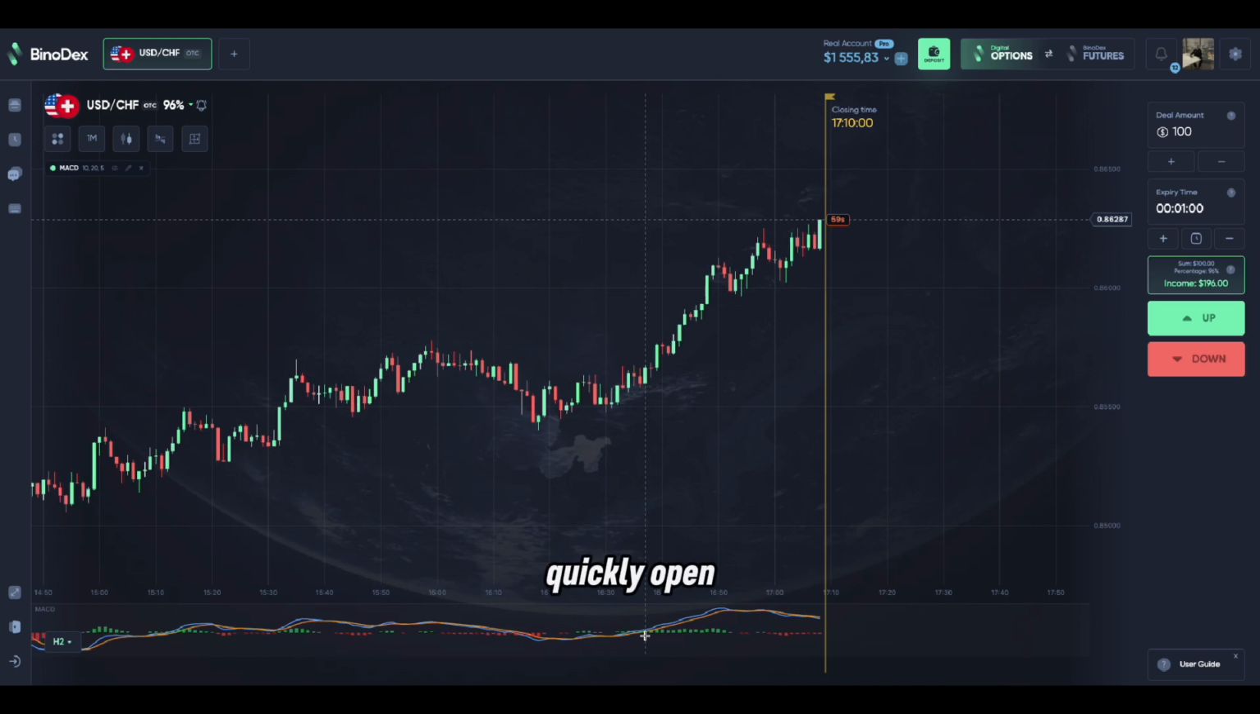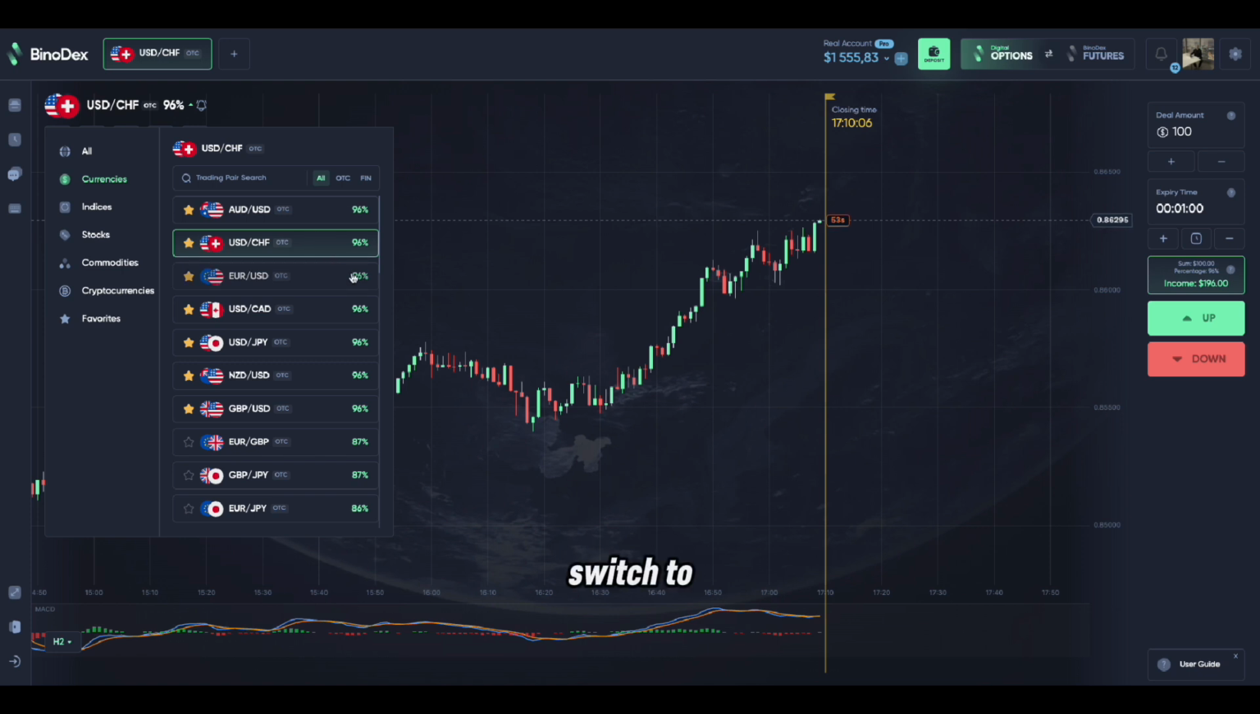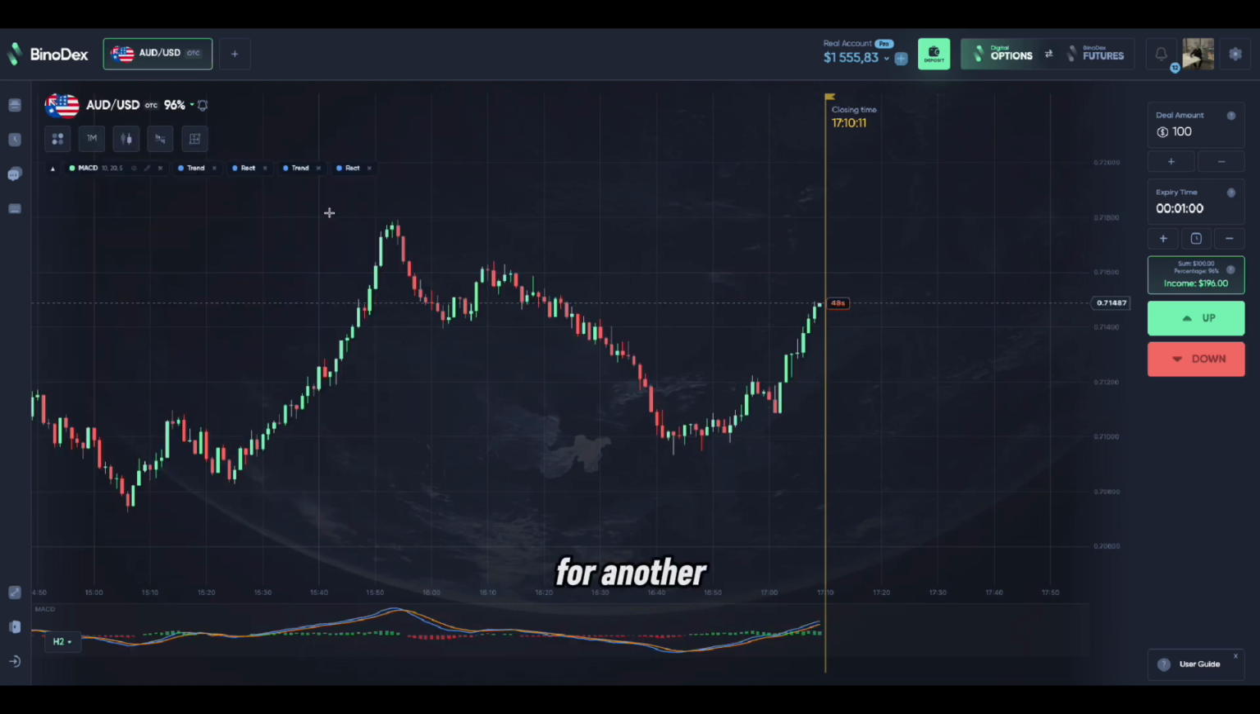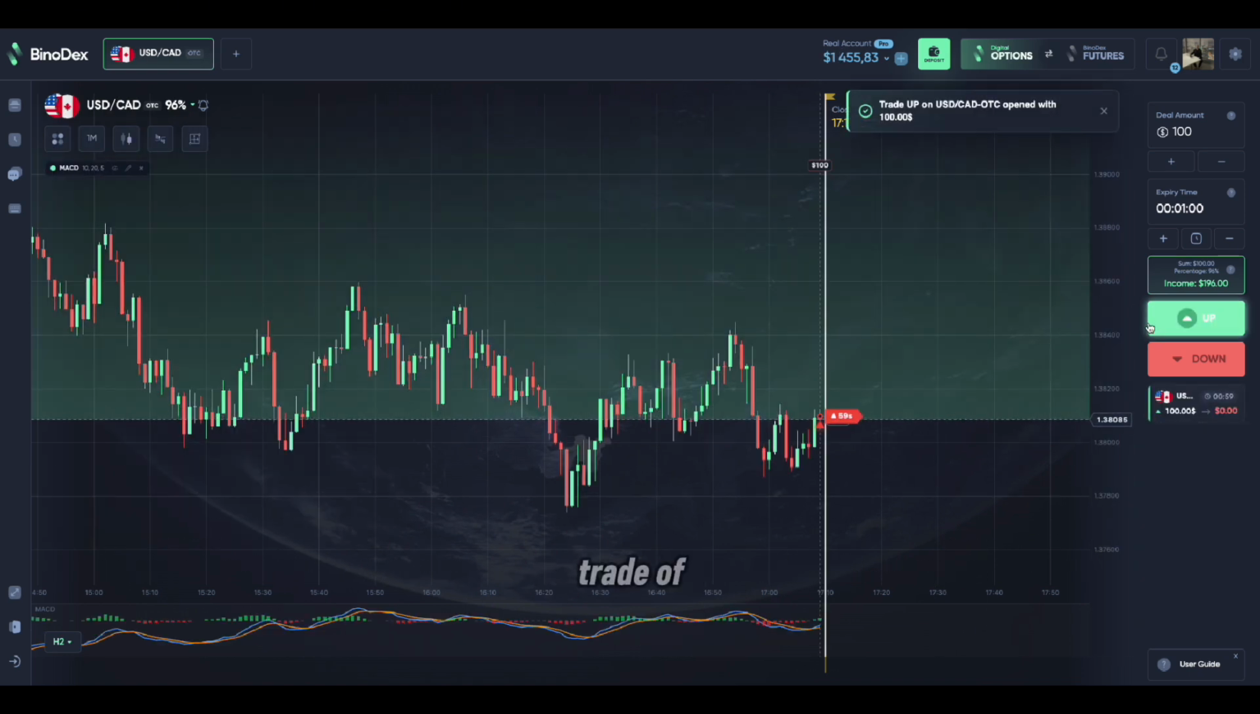Alright, now let's quickly open a couple more trades using this strategy, and then we'll successfully conclude the session for this video. Now I'll switch to another currency pair and look for another good opportunity to open our next trade. So I have just found another really good moment to open our second trade of the day.